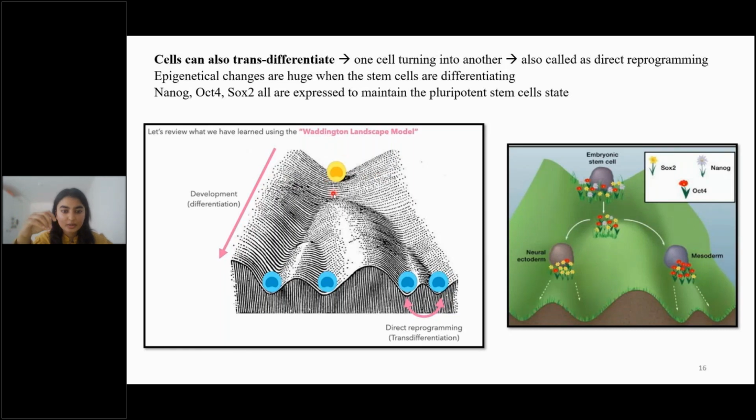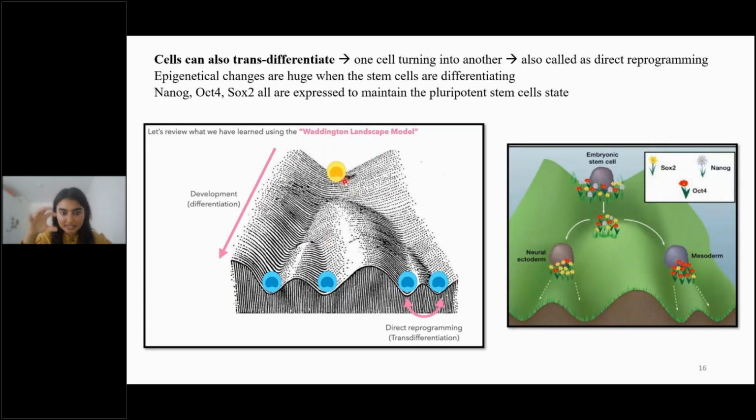Okay, so if you keep a ball here and leave it, the ball will come down. There are two possibilities: it can either go to the left side, or it can go to the right side. Depending upon the push it gets, and the turn, it depends where it's going to go, right? So it's similar with the stem cells.